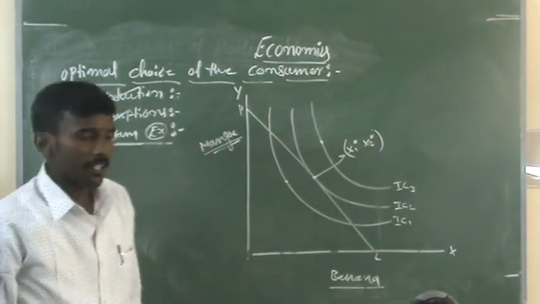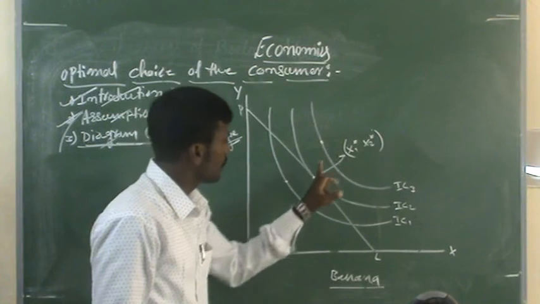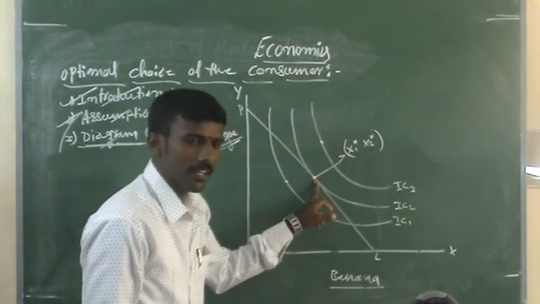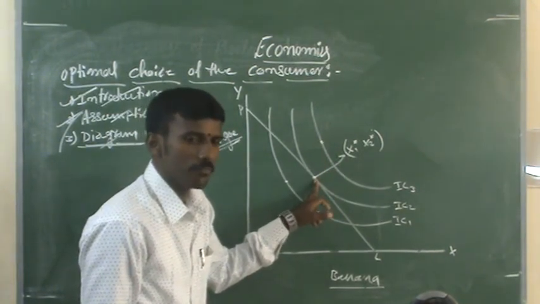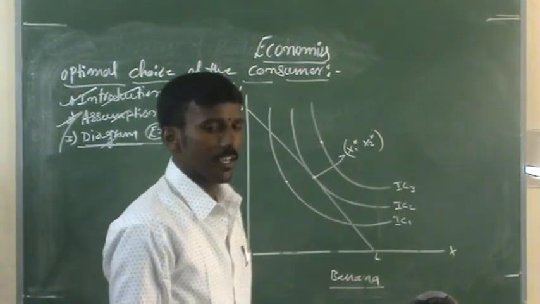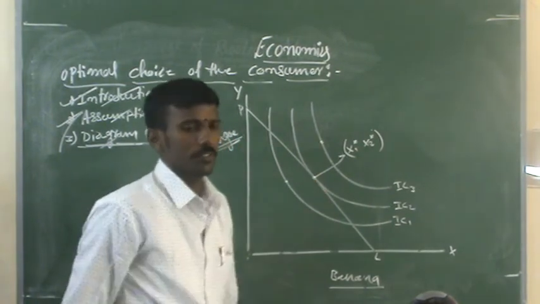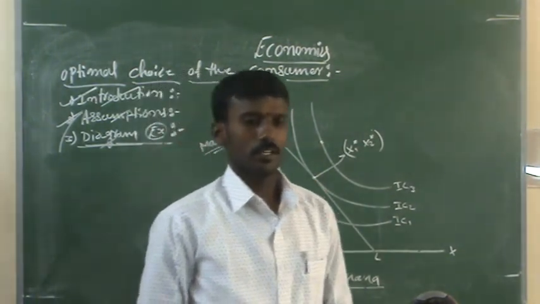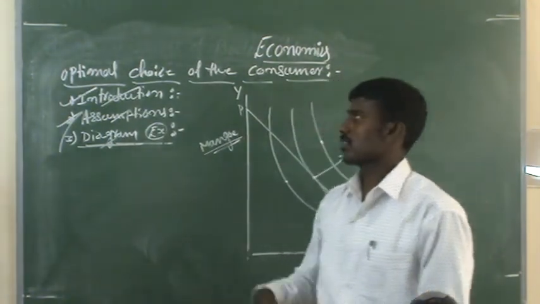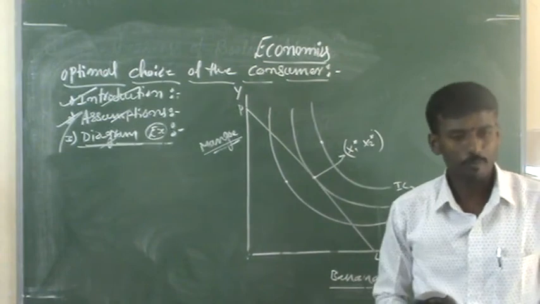So totally, finally, see the point x1 star and x2 star. This point is considered the optimal choice of the consumer. We consider these x1 star and x2 star as the optimal choice point of the consumer. See students, this is the concept of the optimal choice of the consumer.